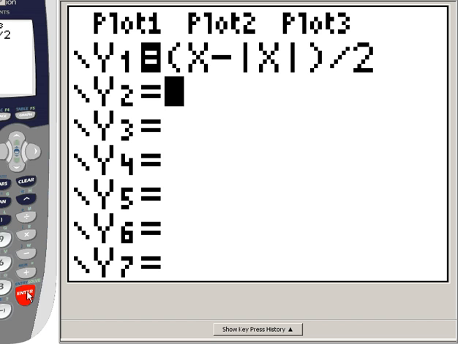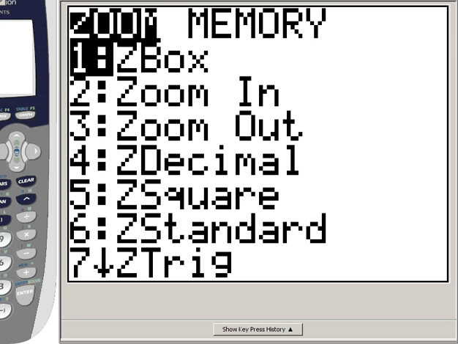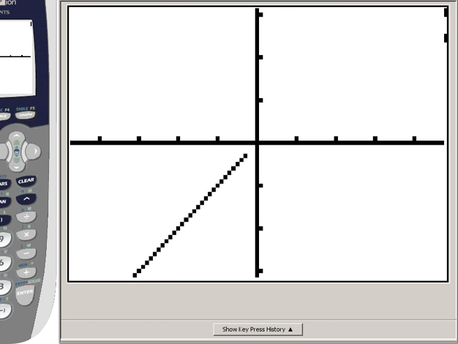There it is. And if I hit graph, sometimes you don't always get a good picture of it. I'm going to go Zoom 4. It's a nice zoom to use, ZDecimal. And here it comes. Okay? There is my picture.